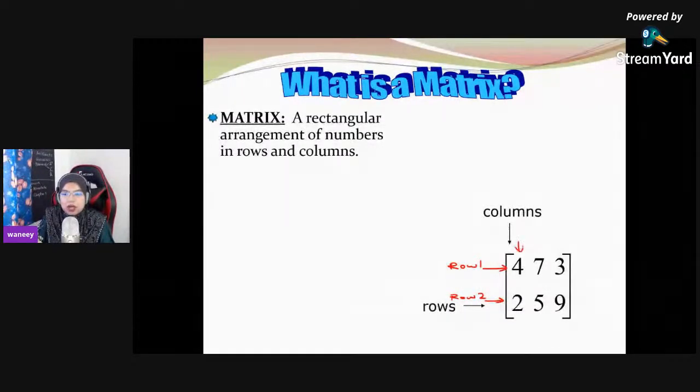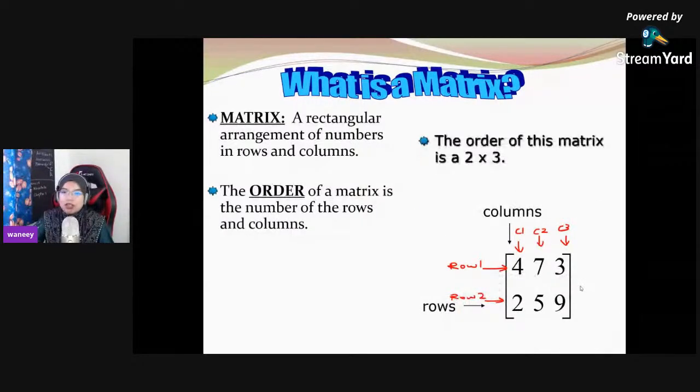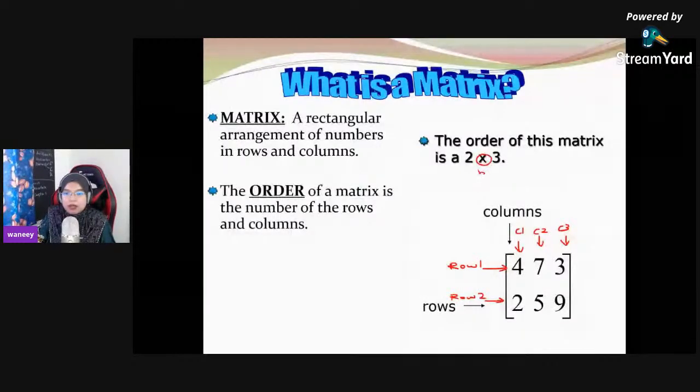So this is the first column, C1, and then this is C2, the second column. And going down this way, this is the third column. So we have 2 rows and 3 columns. Now the order of a matrix is the number of rows and columns. In this case, the order of this matrix is 2 by 3. We read it as 2 by 3, 2 rows and 3 columns.